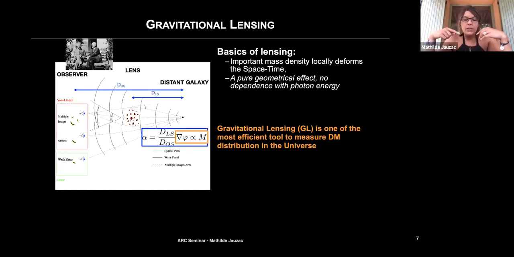So if you believe in dark matter, for example, and I kind of do, I'm going to assume that dark matter exists all along this talk. This is an excellent and one of the most efficient tools to actually understand and trace dark matter. Because, like I said earlier, there is no dependence with photon energy.